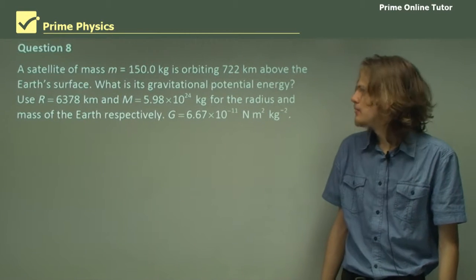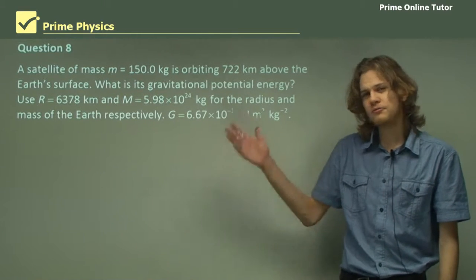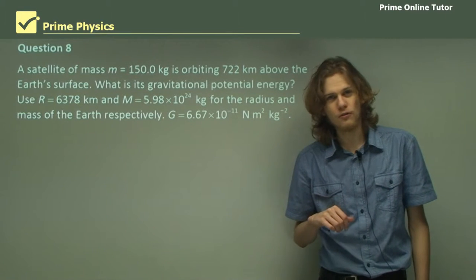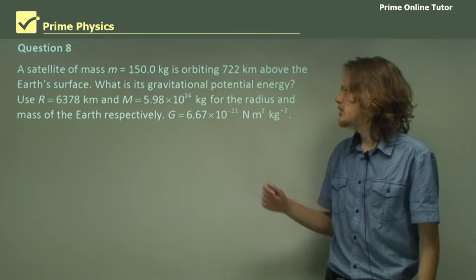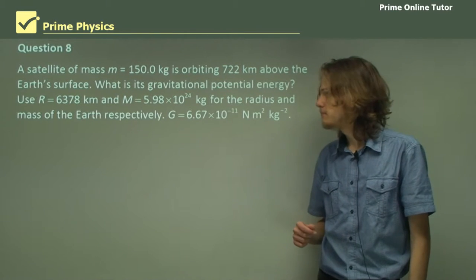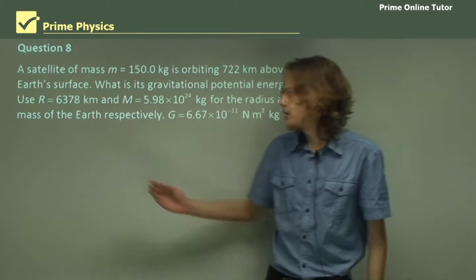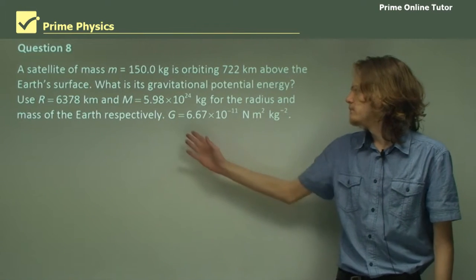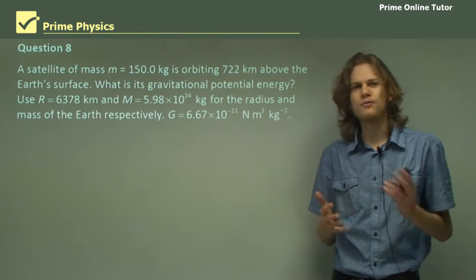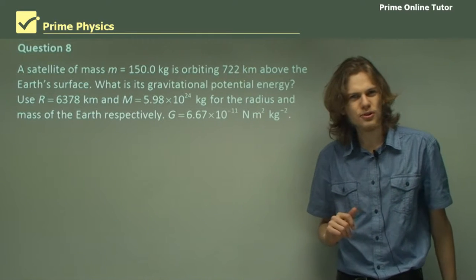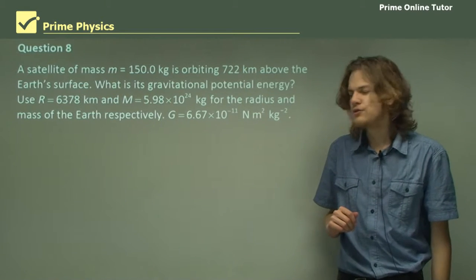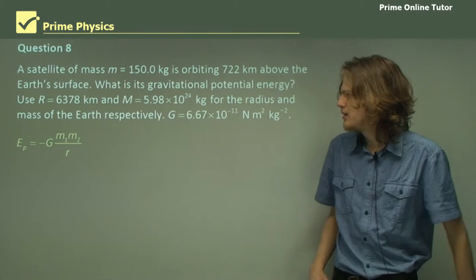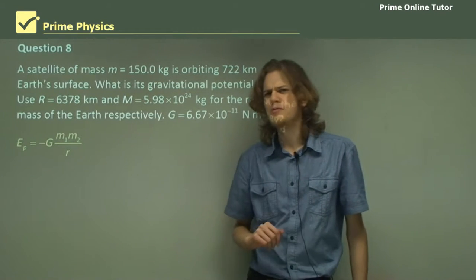Question 8. A satellite of mass 150 kilograms is orbiting 722 kilometers above the Earth's surface. What is its gravitational potential energy? We'll use this as the radius of the Earth, and this is the mass of the Earth. And this is our equation for, of course, the universal gravitational constant. So what's our equation for gravitational potential energy? That's right, it's minus GMm over r.